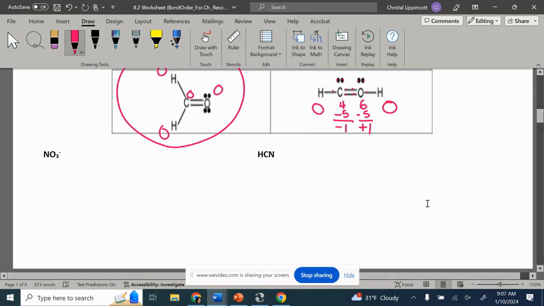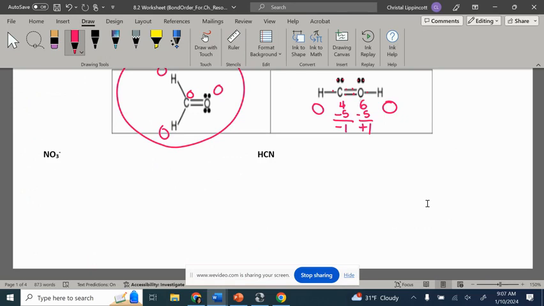Anybody got NO3 drawn yet? Anybody feeling confident enough to draw it on the board? It's a minus, by the way. Did I talk to you guys about minuses and Lewis dot structures? Maybe I should do this one with you. I'm sorry. Maybe I forgot about that.